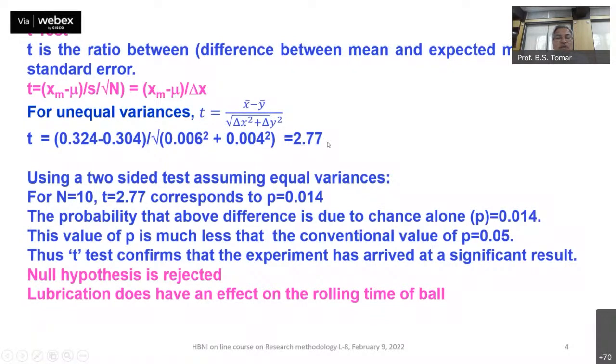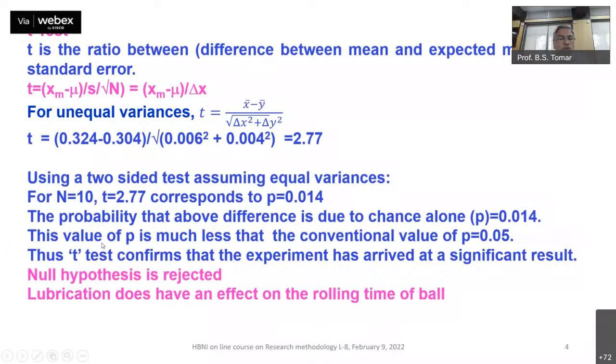So you get 2.77. Now you recollect we had the t table, depending upon the number of degrees of freedom and the confidence level. For the t values, you have the p, the probability values. So from that t table, using a two-sided test, that means two tails on both sides, assuming equal variances, for n equal to 10 and t equal to 2.77, you get the probability equal to 0.014. Now this is the probability that the above difference is due to chance alone, 0.014.